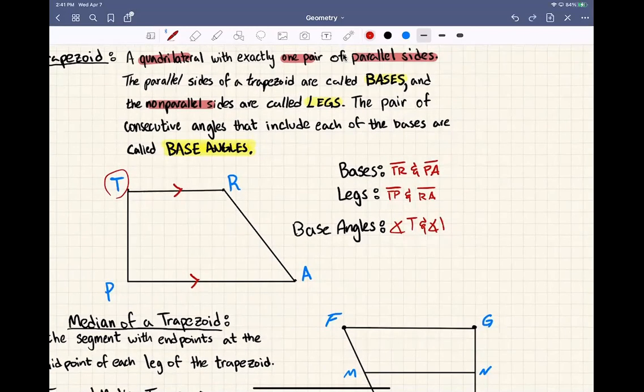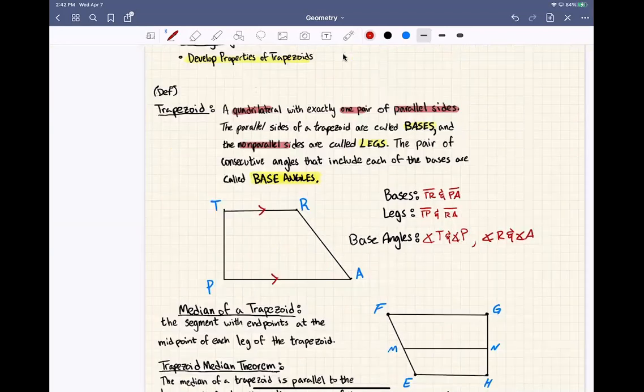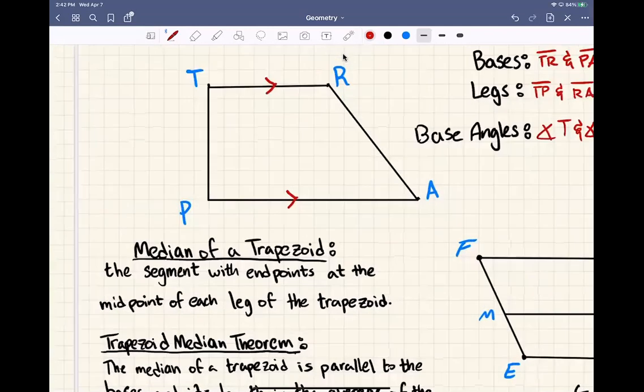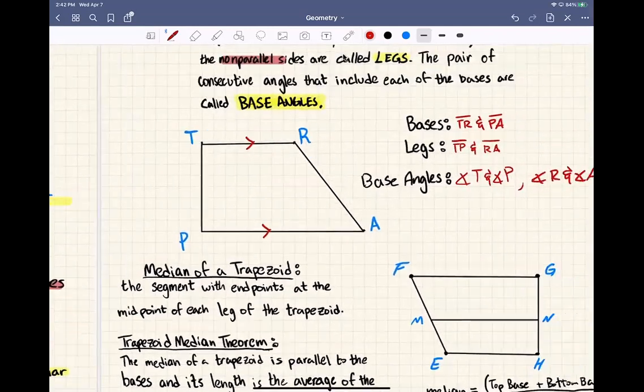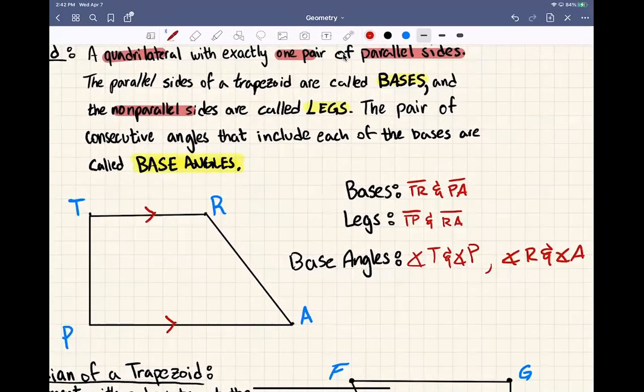However, there are two pairs of base angles in every trapezoid. So the other pair is actually going to be R and A. Angles R and A are also base angles, because they also touch both bases. As for the final thing, we need to go over something else. Well, first of all, this is the basics of a trapezoid.